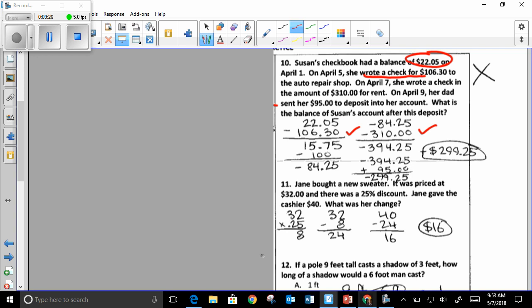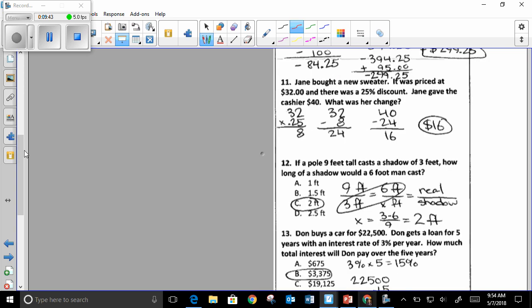And then on April 9th, her dad sent her $95 to deposit. So here's where you're going to add the money here. They want to know how much is in her account. She is in the negative $299.25.